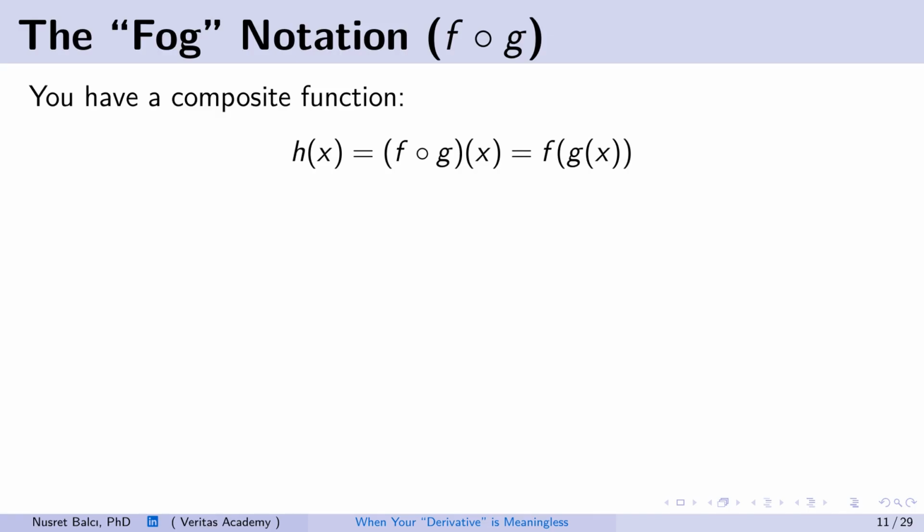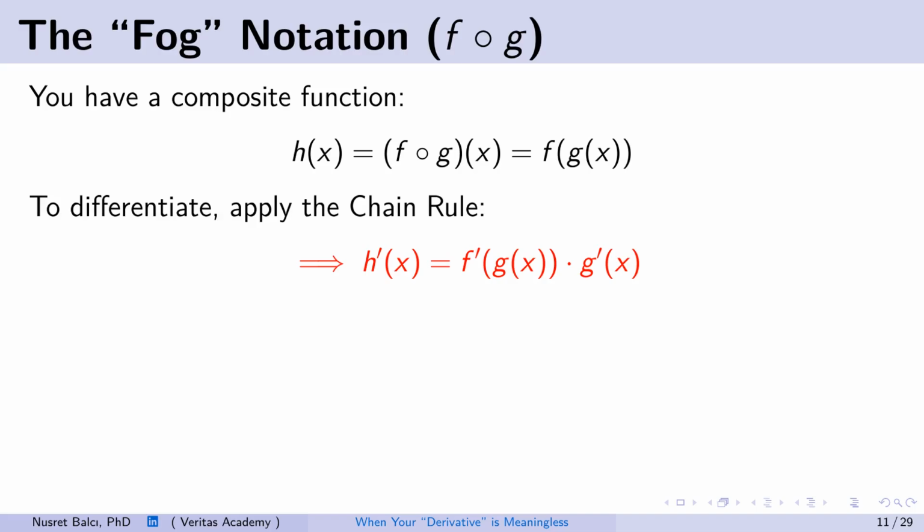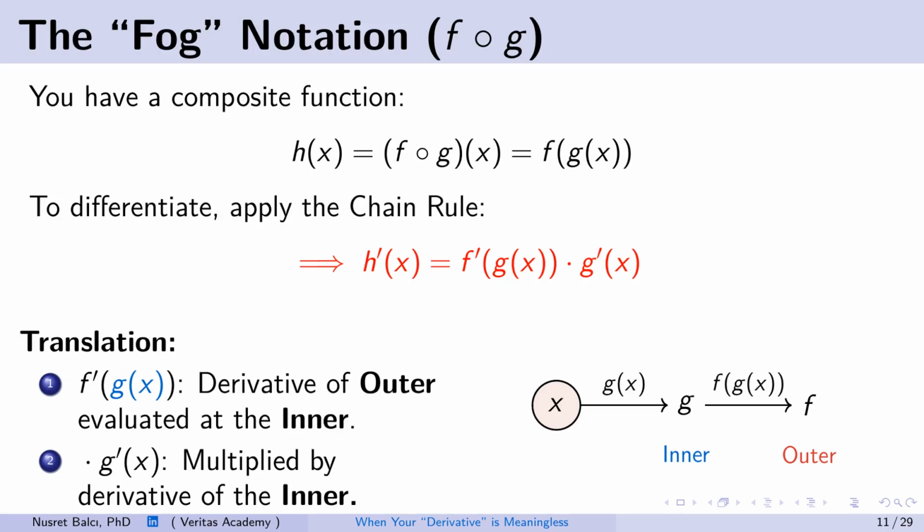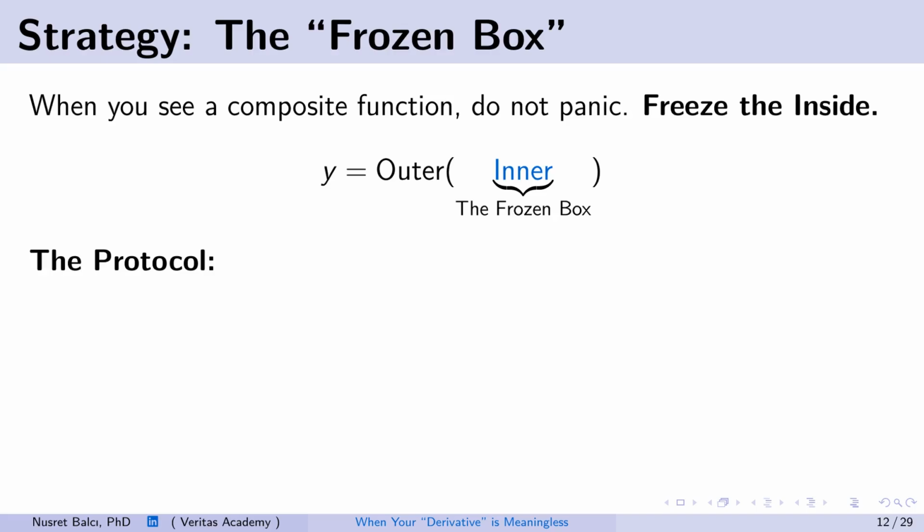G is inside f. The formula tells us to differentiate the outer function, evaluate it at the inner, and then multiply by the derivative of the inner. It is strictly a two-step process. You touch the outer layer first, you touch the inner layer second. To make this foolproof, I use the frozen box strategy. When you see a messy composite function, do not panic, just freeze the inside.